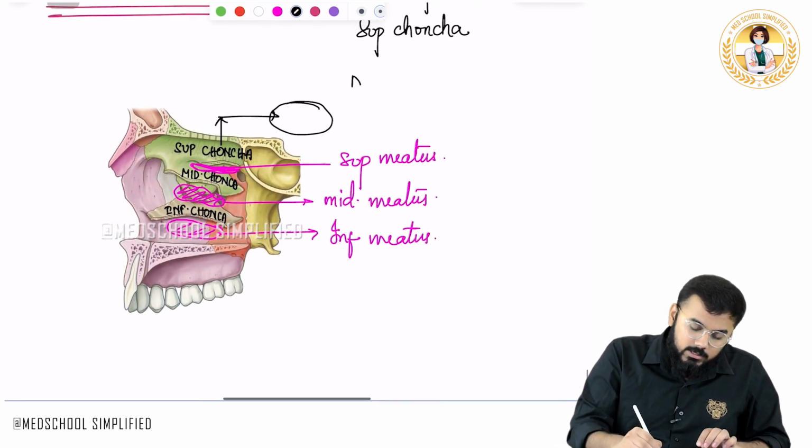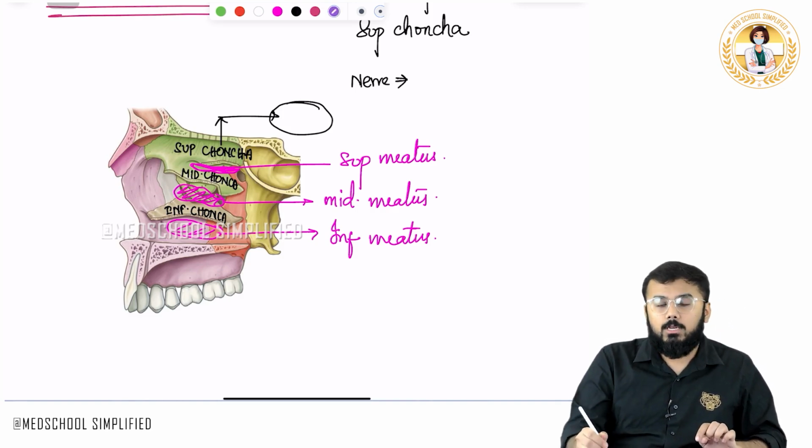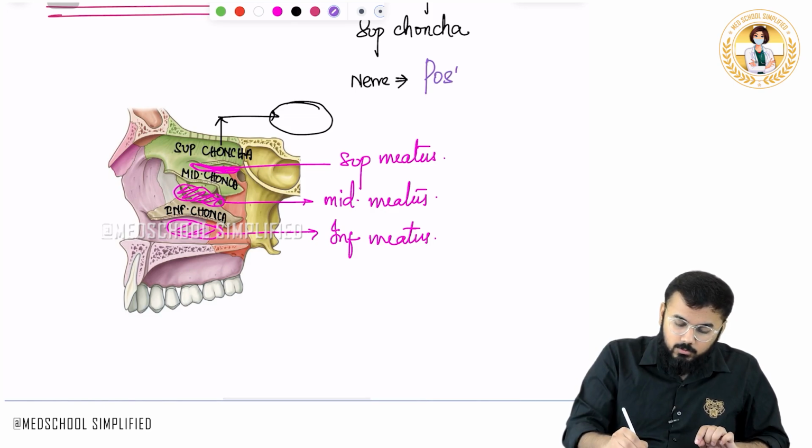Now, if I ask what is the nerve that is innervating this sphenoid sinus, what will you tell? The nerve is the posterior ethmoidal nerve.